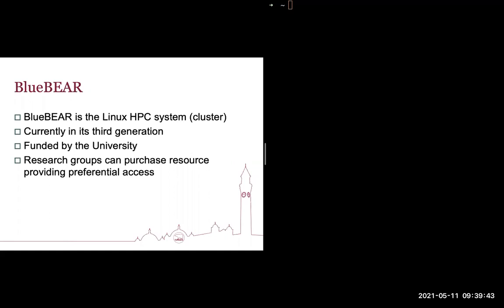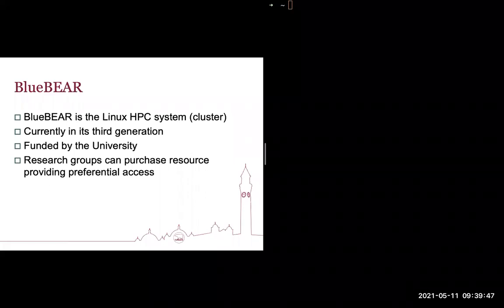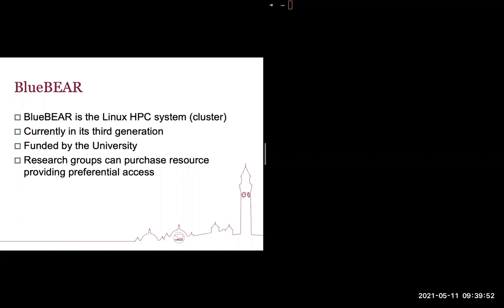With BlueBEAR, it's heterogeneous, so we have different node types, which allows us to be a bit more nimble in how we update BlueBEAR. As new node types come out from Intel, we will incrementally update some of the nodes and then retire some of the older ones. It allows us to stay a little bit ahead of the curve against potentially some other HPC systems where you essentially run it until it expires and then you buy a new system. So it's more environmentally friendly in that respect as well.